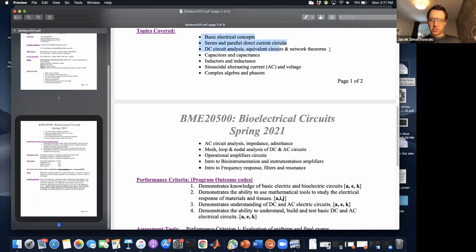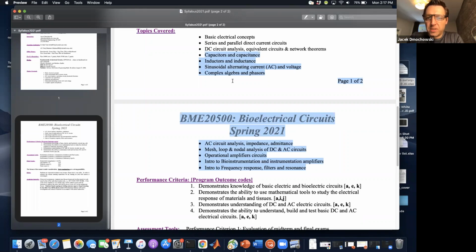So the first half of the course is DC circuits, which stands for direct current. We cover basic notions such as voltage, current, resistance, series and parallel connection, and some theory for how to simplify circuits. The second half is on AC circuits. So AC stands for alternating current, but really what it means is that the quantities that you're measuring are varying with time. So AC does not necessarily mean sinusoidal. In many cases it is, but it doesn't have to be.